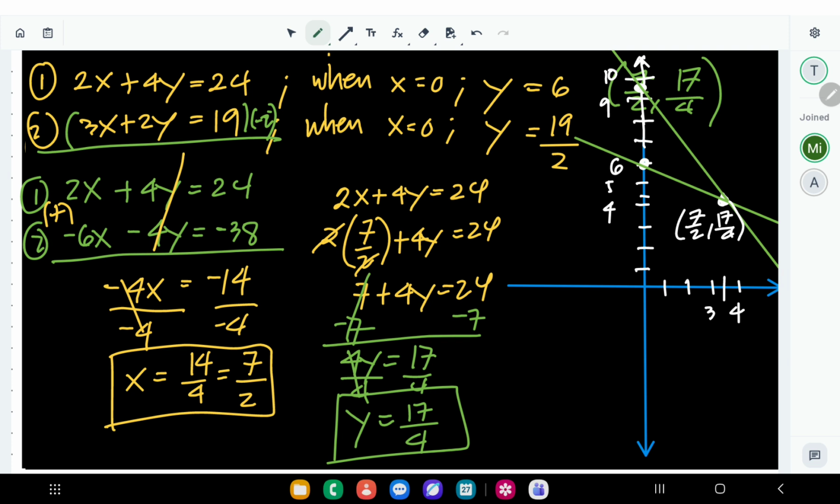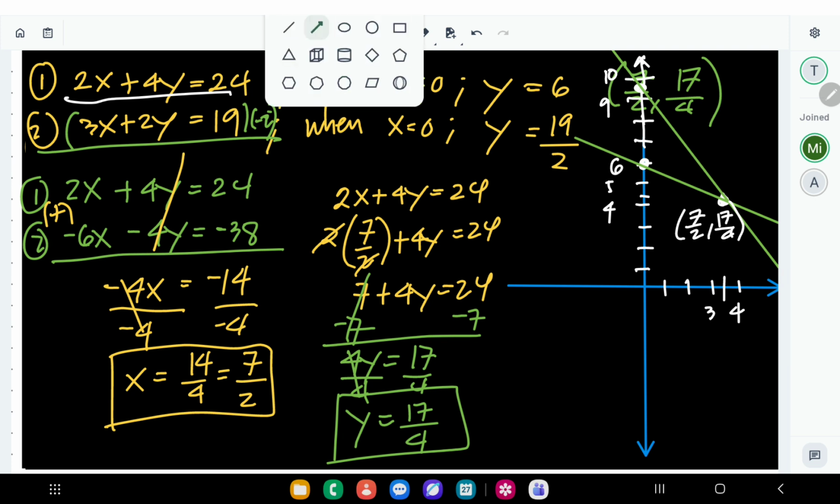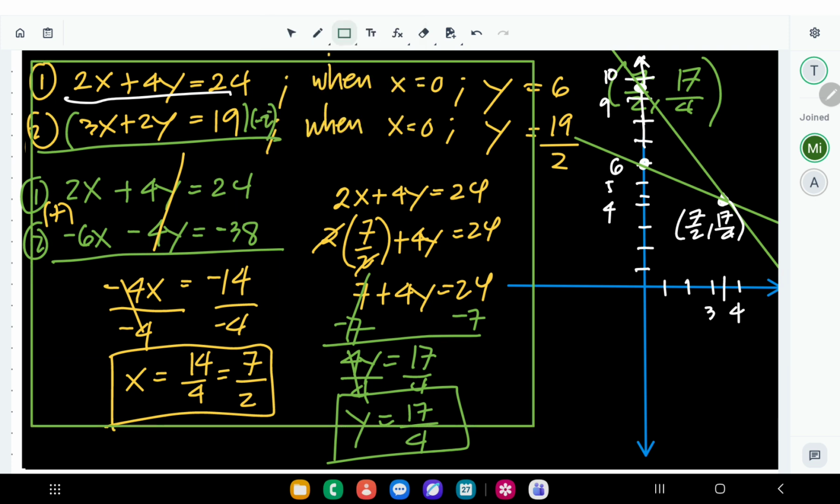Okay, let's move on to the next one. If you have questions on this, if you want to graph this using the slope, you need to rewrite each of the equations in slope-intercept form, y equals mx plus b. Okay, let's move on to the next problem.